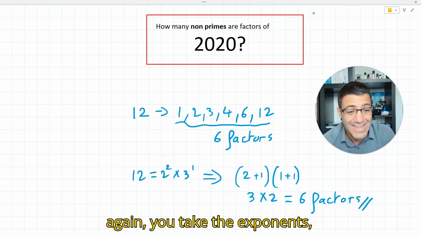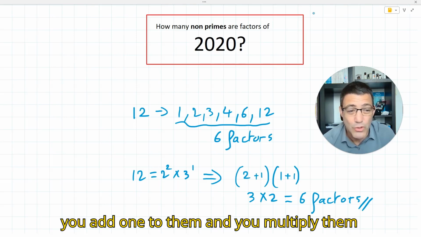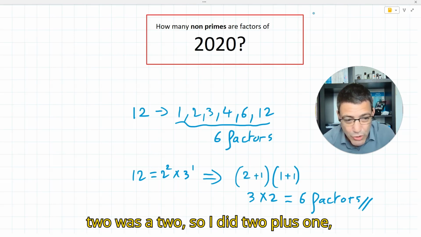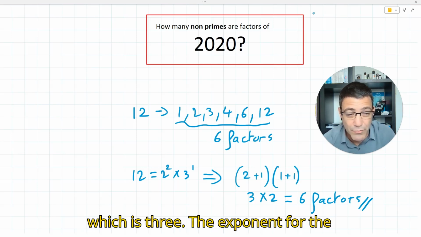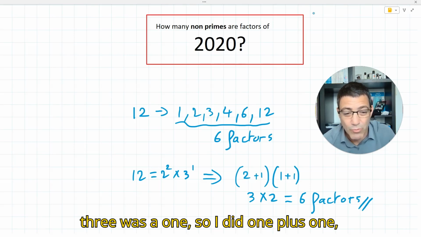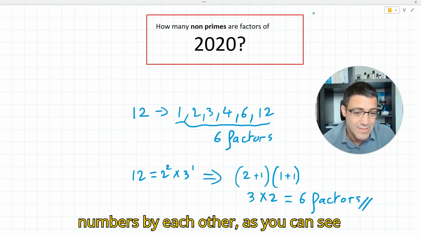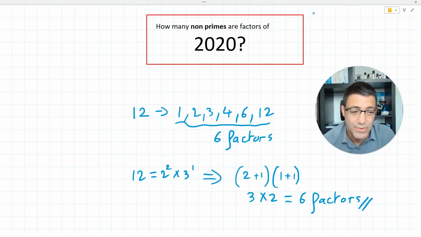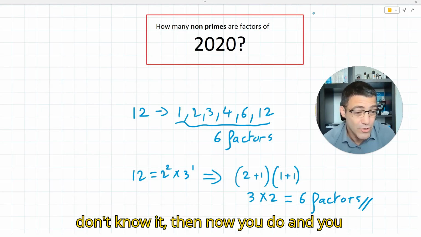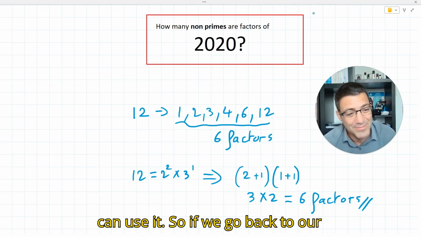So again, you take the exponents, you add 1 to them, and you multiply them by each other. So the exponent for the 2 was a 2, so I did 2 plus 1, which is 3. The exponent for the 3 was a 1, so I did 1 plus 1, which is 2. And I multiplied those numbers by each other, as you can see here, 2 plus 1 times 1 plus 1. Very cool little theorem. If you don't know it, then now you do, you can use it.